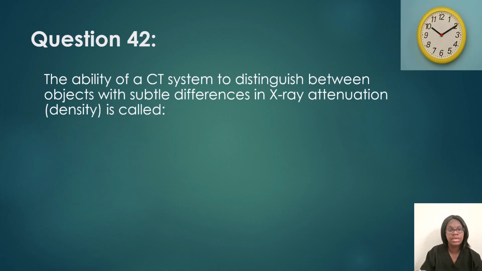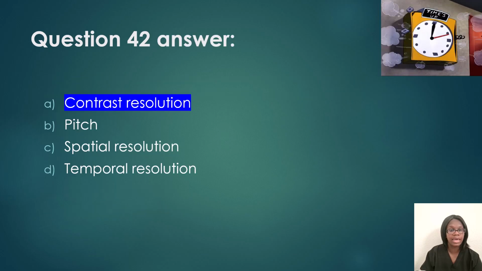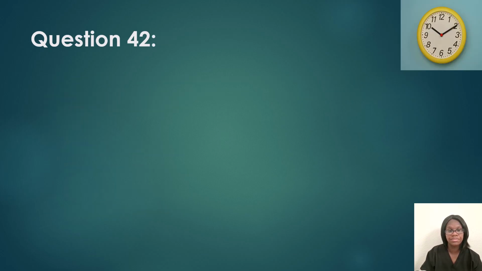Question 42. The ability of a CT system to distinguish between objects with subtle differences in X-ray attenuation or density is called A, contrast resolution, B, pitch, C, spatial resolution, or D, temporal resolution? All right, the correct answer is A, contrast resolution.